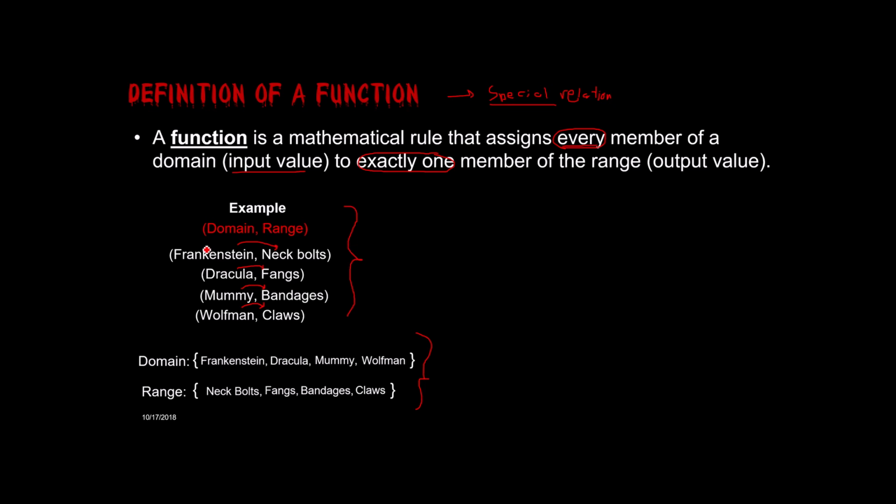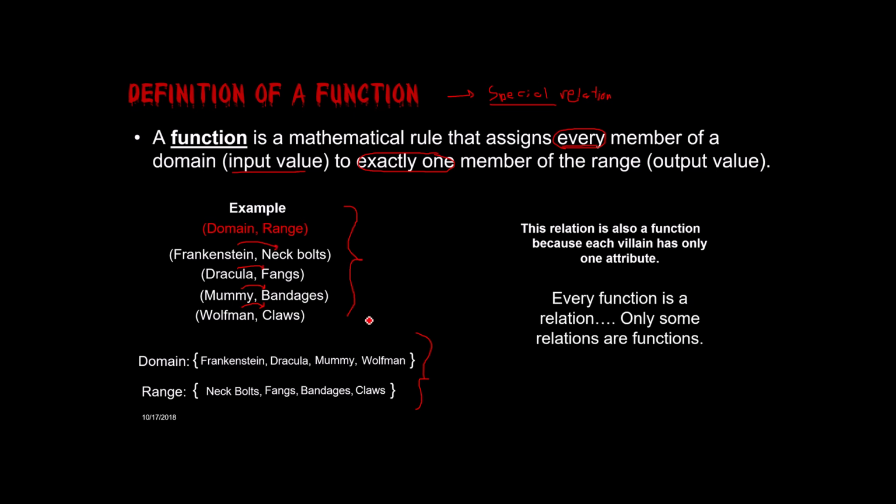Each of these creatures or characters receives or matches to exactly one character trait. That's what makes this into a function. You see, this relation is a function because they each get one attribute. Now, every function is a specific type of relation, but only relations that meet this very specific criteria are considered to be functions. Okay? Now, if Frankenstein got neck bolts and fangs, we wouldn't be dealing with a function anymore.